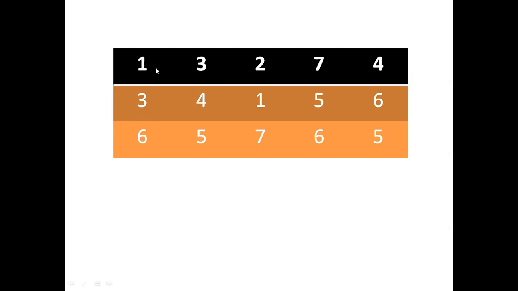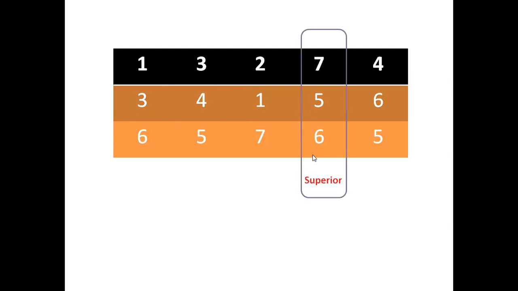First and second columns: 3 is greater than 1, 4 is greater than 3, but 5 is less than 6. No dominance here. Then first and third: 2 is greater than 1, but 1 is less than 3. Then third and first: 7 is greater than 1, 5 is greater than 3, and 6 is equal to 6. This means this is the superior column and this is the inferior column.